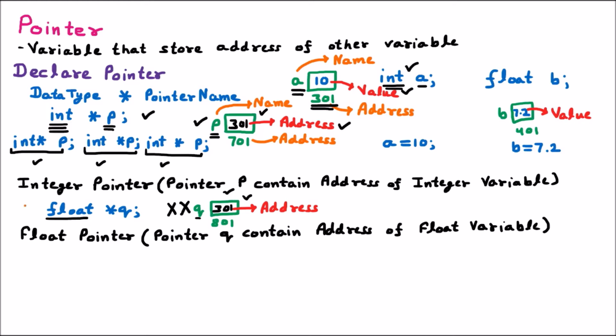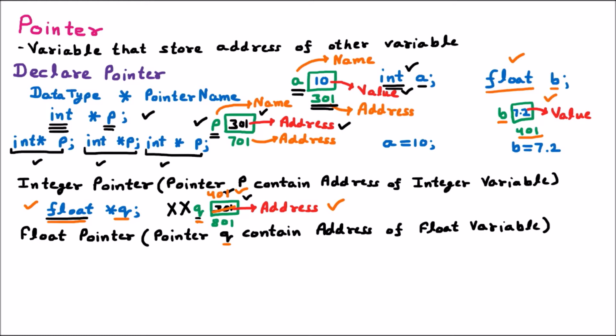Now inside this float pointer Q, if I write the address, that is 401. From where have I taken this 401? This is the address of variable B, and variable B is of float type. Now it is perfect, because float pointer means Q is a pointer having the address of a variable which is of float type. So whenever we declare a pointer, we should understand that the pointer has the address of a variable, and that variable is of integer type or float type.